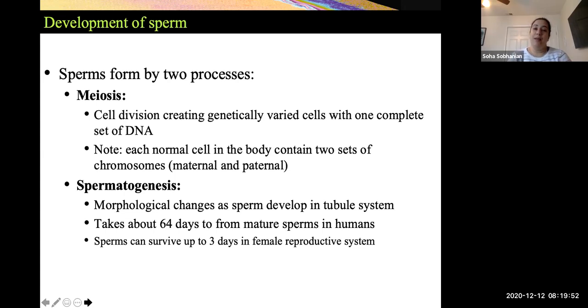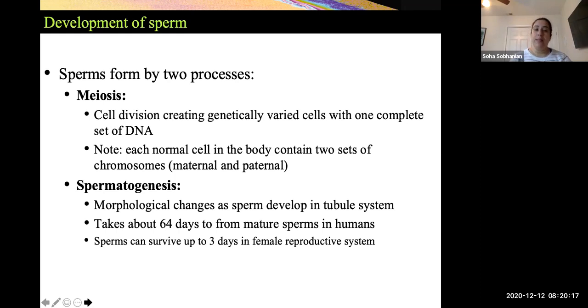Now, when we're developing a sperm, it's a process called spermatogenesis. So basically, genesis, the production of a sperm. These are processes that cause morphological change, which basically means the shape is changing as the sperm develops inside your seminiferous tubules, which again makes sense. That's the location where the sperm is growing.